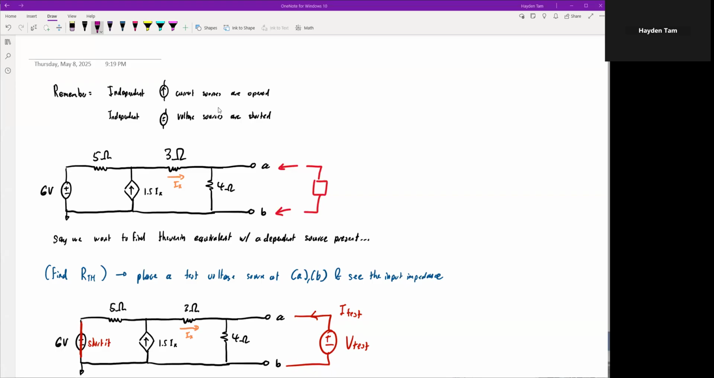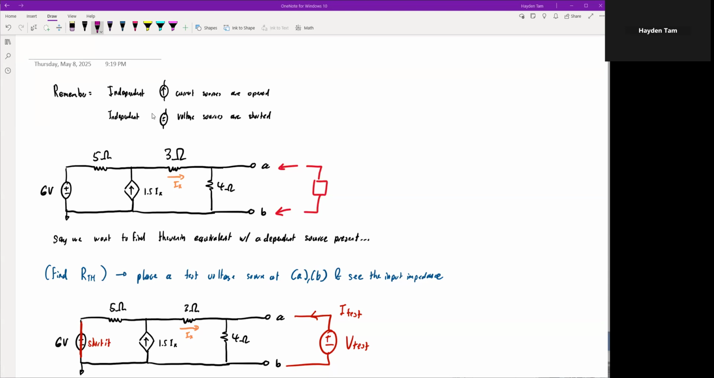Hey guys, so I was tasked to go over just the Thevenin equivalent models for a circuit with an independent and a dependent source. Mainly the dependent source is what causes a good amount of issues sometimes. So just a friendly reminder, right?